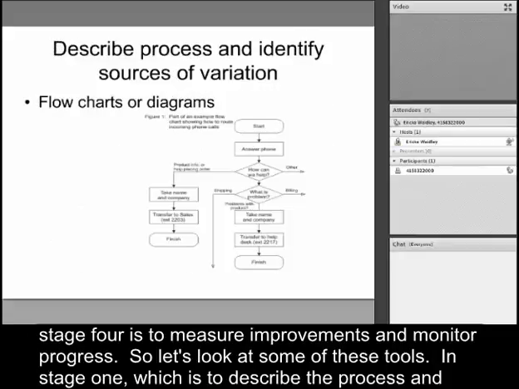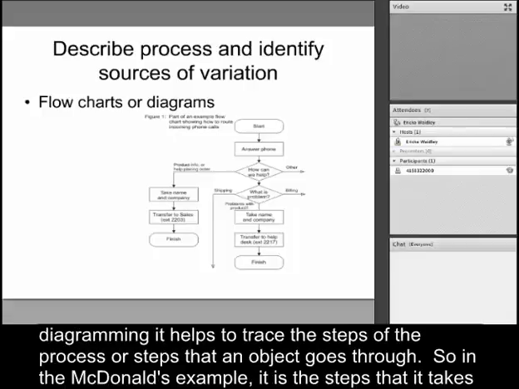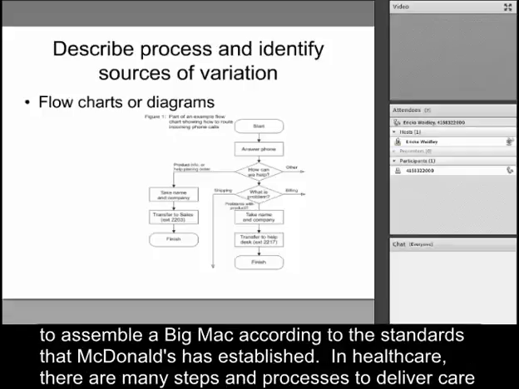In stage 1, which is to describe the process and identify sources of variation, one of the tools that we use are flowcharts or diagrams. So we want to diagram this out to have a visual image. Diagramming helps to trace the steps of a process or steps that an object goes through. So in the McDonald's example, it is the steps that it takes to assemble a Big Mac according to the standards that McDonald's has established.